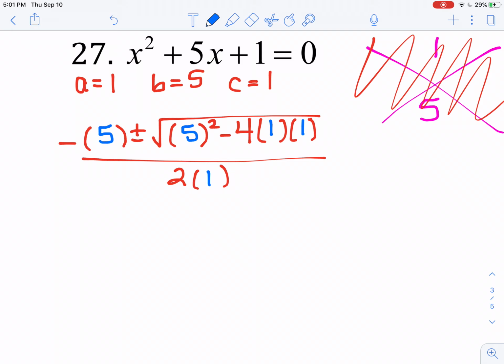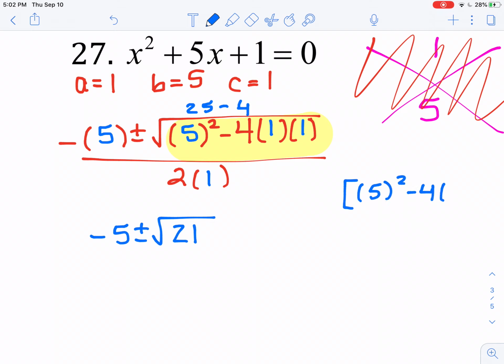So in the front, I have a negative 5 plus or minus square root of 5 squared would give me 25, minus 4 times 1 is 4. So 25 minus 4 is 21. Remember, for this step, you can use your calculator, but only plug in what's under the radical in your calculator. So in my calculator, I would plug in 5 squared minus 4 times 1 without the square root, and then I would see that it's equal to 21, and I would put it under the square root.